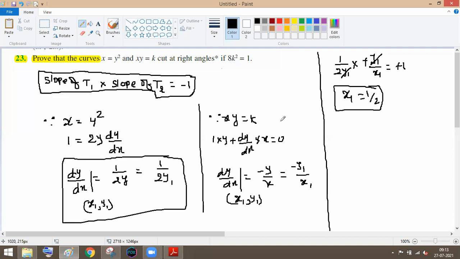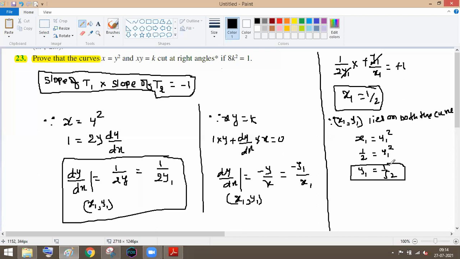Now find out the y1. Since x1, y1 lies on both the curves, you can satisfy any one equation. Let's assume the first, x1 equal to y1 square. What is x1? 1 by 2. That equals y1 square. So y1 is 1 by root 2. We got the x1 and we got the y1.